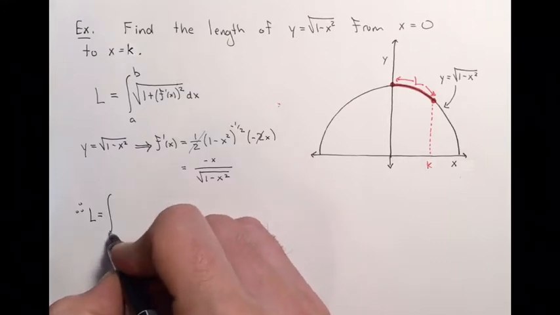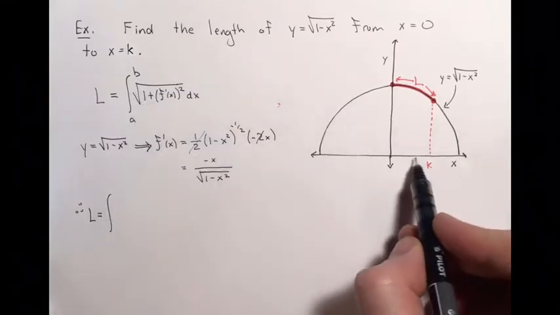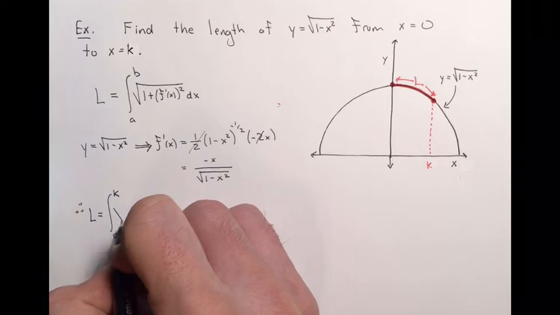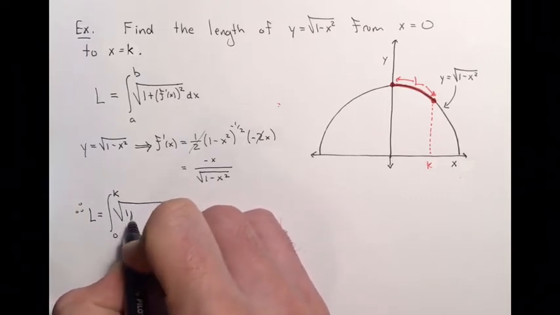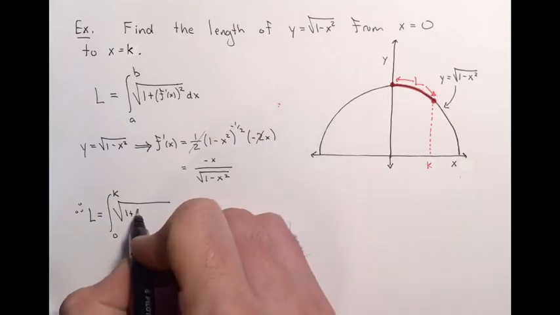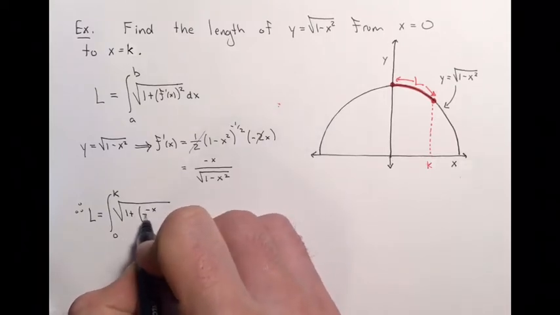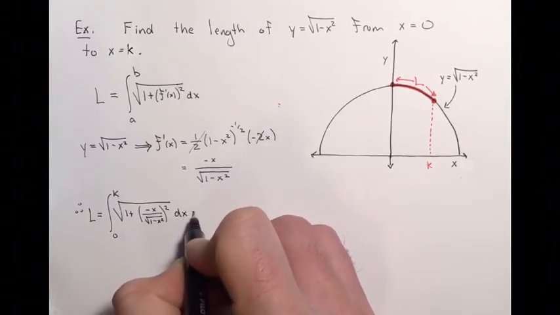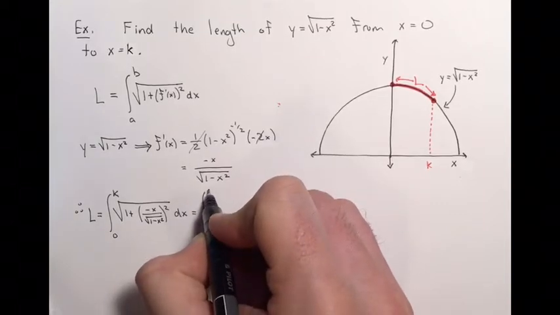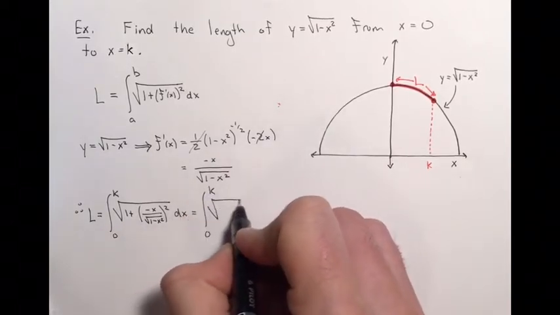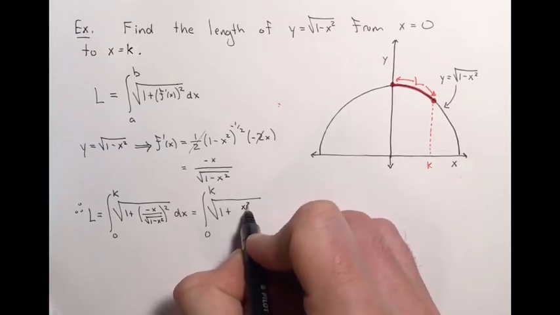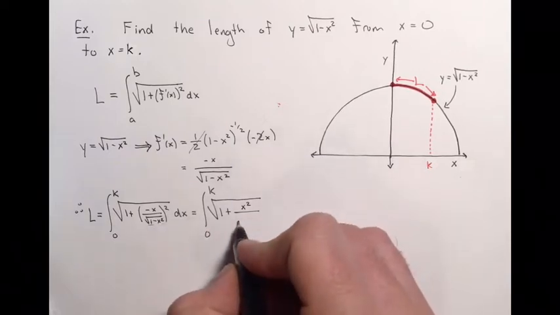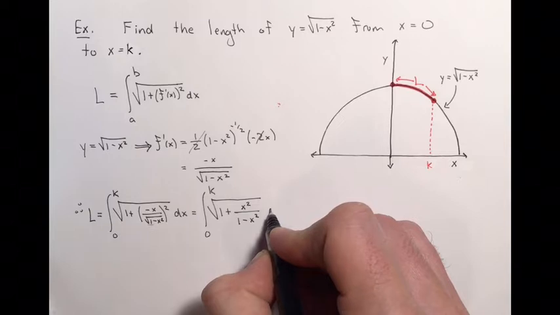We get arc length, smallest x value, it's going to be 0, largest x value will be k. So we have integral 0 to k square root 1 plus our derivative squared. So that's going to be this squared. And so we have negative x squared gives us x squared in the numerator. In the denominator, this is just going to be leaving us with 1 minus x squared.